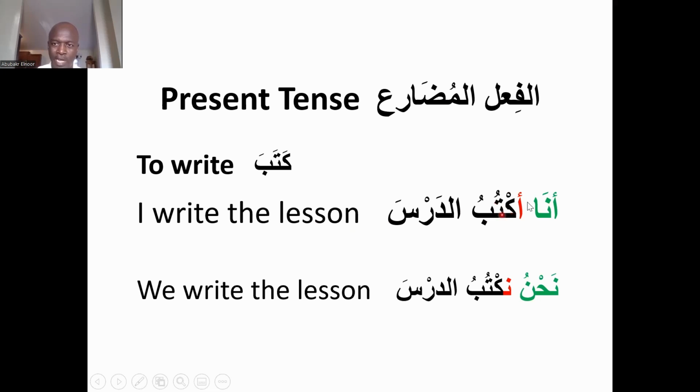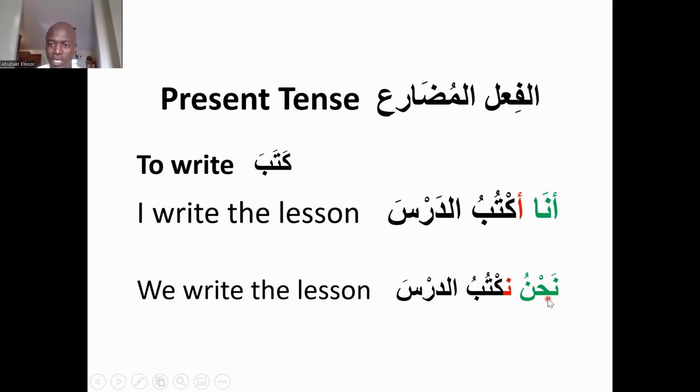Kataba is to write. I write is aktub, so we insert an alif here, hamza with an alif. Ana aktub ad-dars. That's how the present tense is conjugated when we talk about ourselves doing something. Ana, I, or I am, aktub ad-dars. And in Arabic, the present tense could mean both the present simple and the present continuous. In this case, ana aktub ad-dars could mean I am writing the lesson, or I write the lesson.